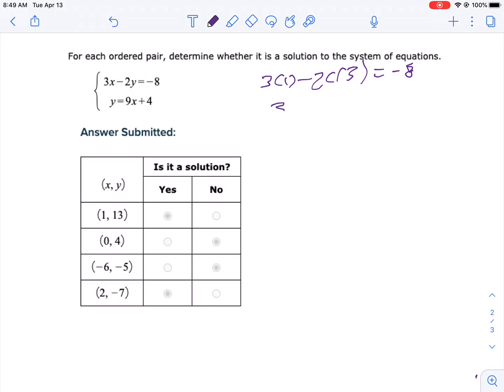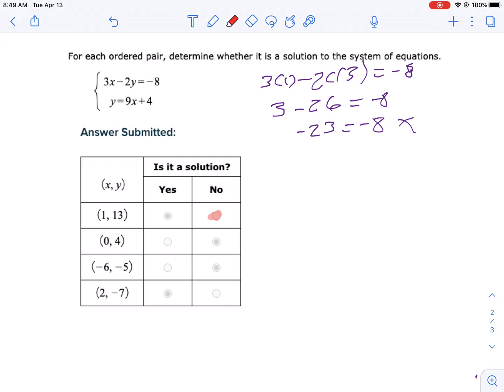Well, 3 times 1 is 3. 2 times 13 is 26. 3 minus 26 is negative 23. Does negative 23 equal negative 8? No, it doesn't. You don't have to check the other equation. The answer is no. If the first equation is not true, then it's not a solution.